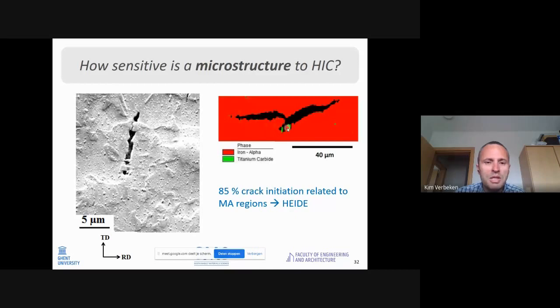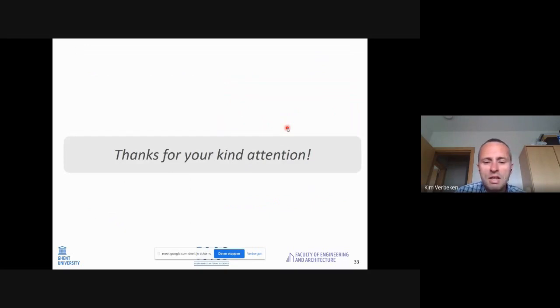So this is also a nice example of how these EBSD measurements, how characterization techniques, can tell us something about the effect of hydrogen. And with this, I think I end my time.